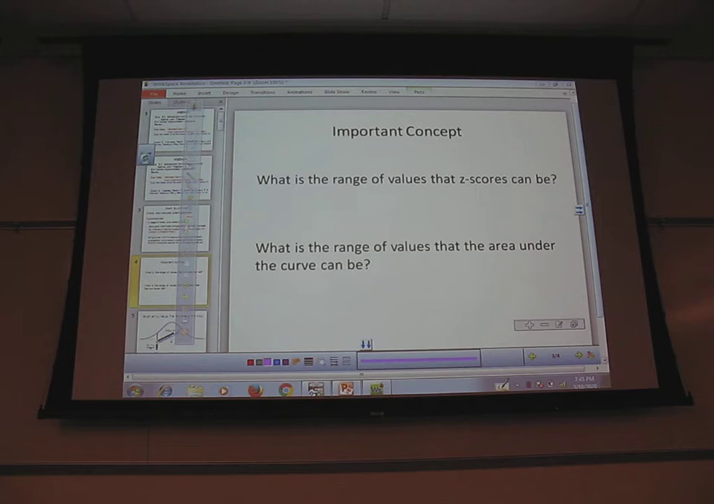So z-scores, what can a z-score be? It can be anywhere from blank to blank. An area can be anywhere from blank to blank. What are those?